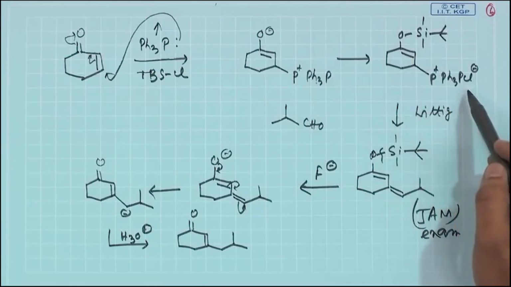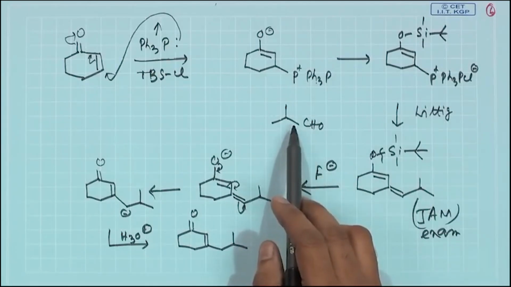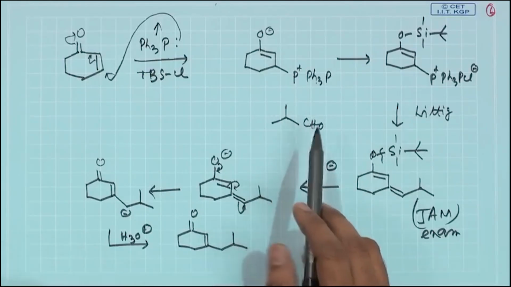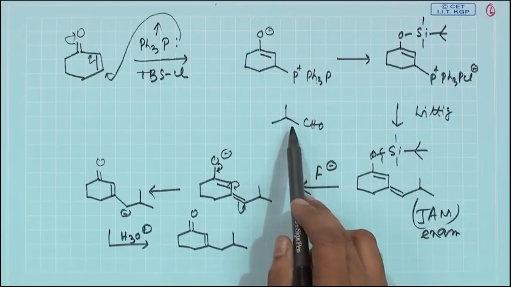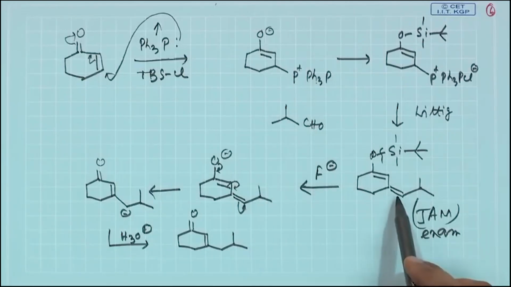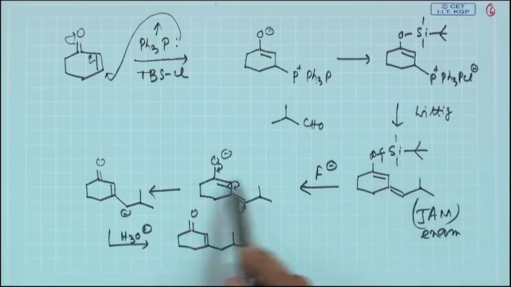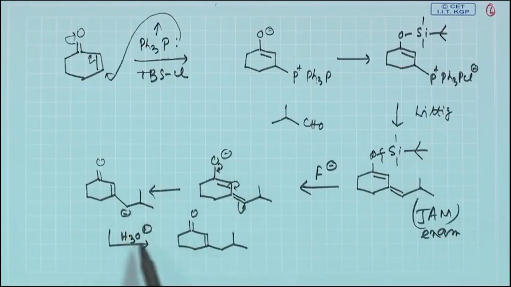So, this phosphonium salt now undergoes a Wittig reaction with the aldehyde. This aldehyde was chosen based on the target molecule structure. Depending on the structure of the target, you choose the aldehyde, so it will be something like this compound. Now, you cleave the enol silyl ether, you get the enolate, the simple anion relay comes here, and this is quenched with aqueous acidic conditions, and you get your target molecule.